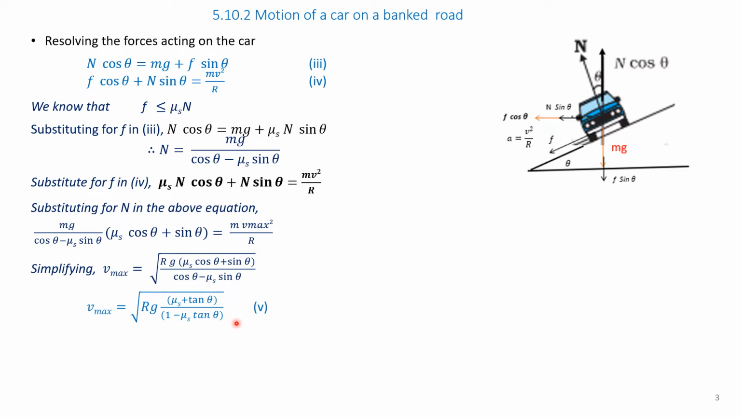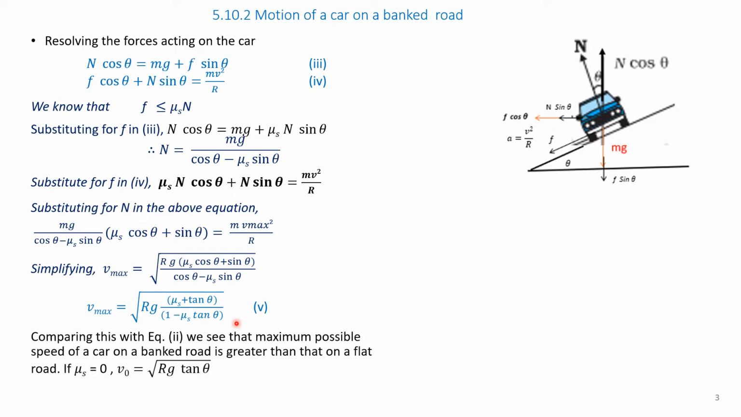Comparing this equation 5 with the equation for maximum speed in the case of a car moving on a flat road, we observe that the maximum possible speed of a car on a banked road is greater than that of a flat road. Suppose we put mu s equal to 0 in equation 5, we get v naught is equal to square root of Rg tan theta.